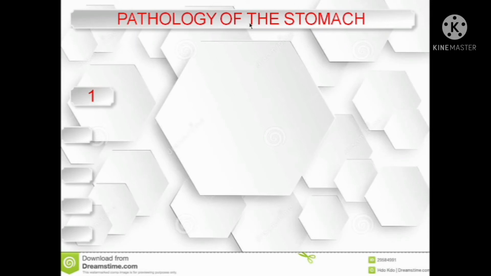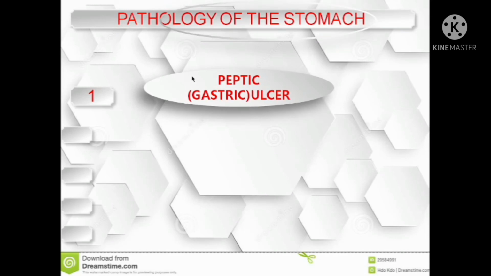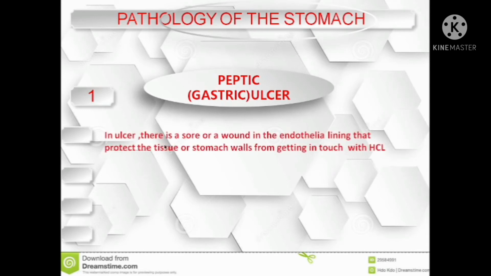Pathology of the stomach: diseases and conditions that can affect the stomach. The first one we talk about is peptic ulcer, okay? Some people call it gastric ulcer or stomach ulcer, peptic ulcer. Now, in ulcer, there is a sore or a wound in the endothelial lining that protects the stomach walls from getting in touch with HCl.